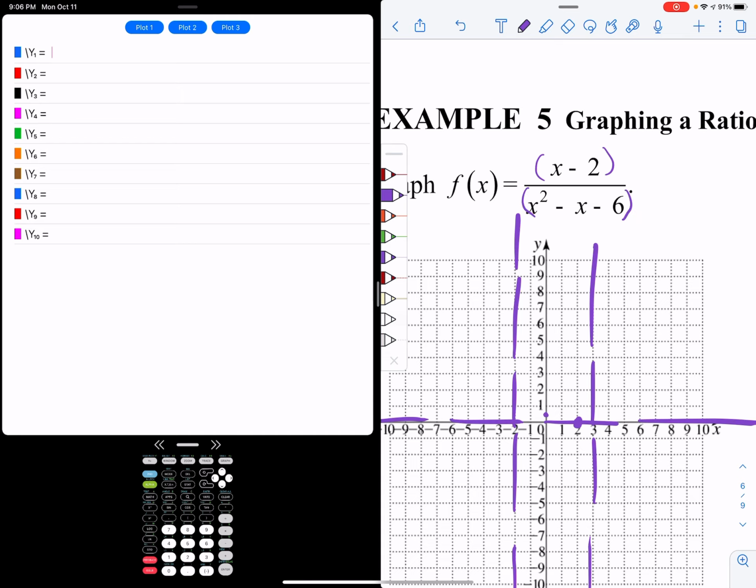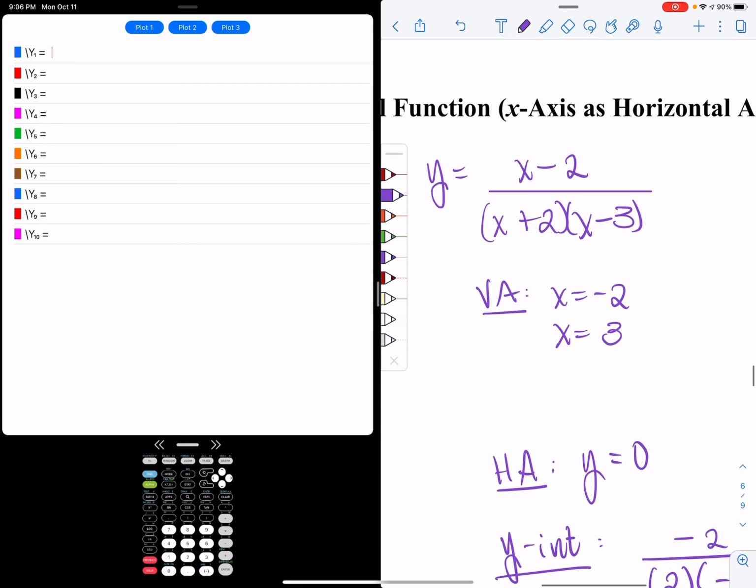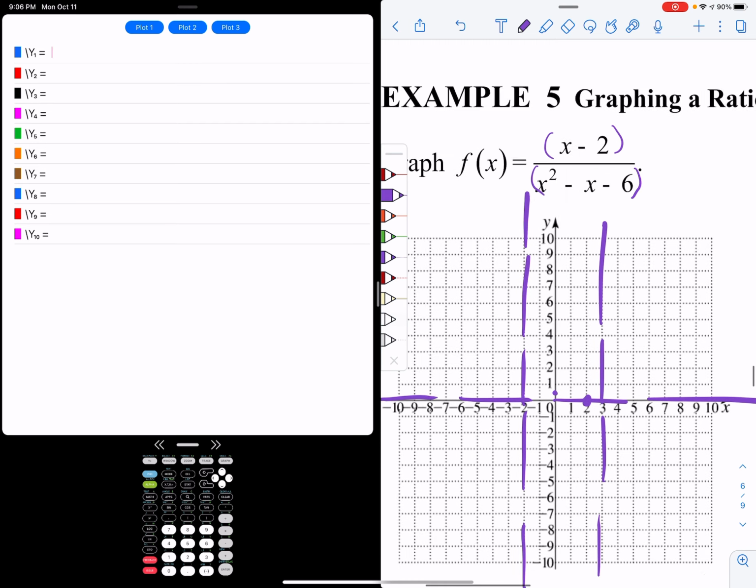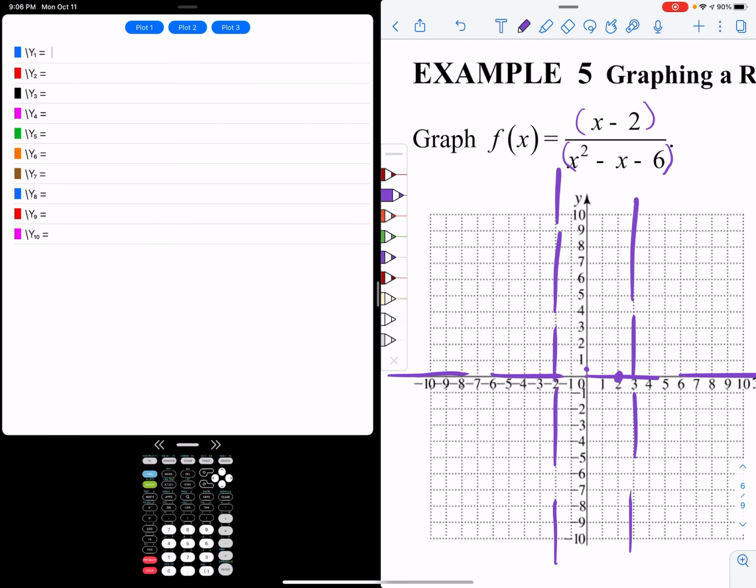Now, I tend to always go back and graph the original just in case I messed up on my factoring. This is a way to catch some of your mistakes. So the top is going to be x minus 2 and the bottom is going to be x squared minus x minus 6.